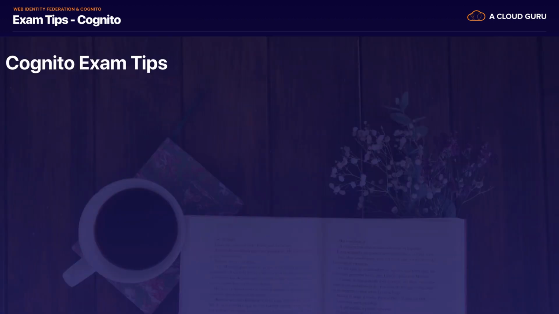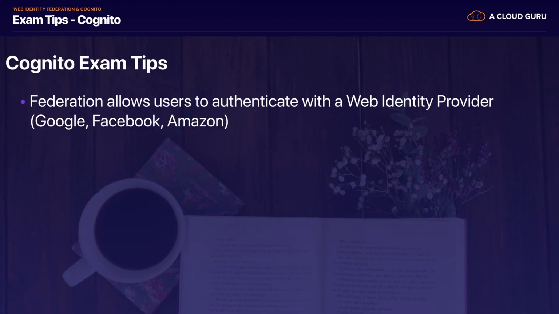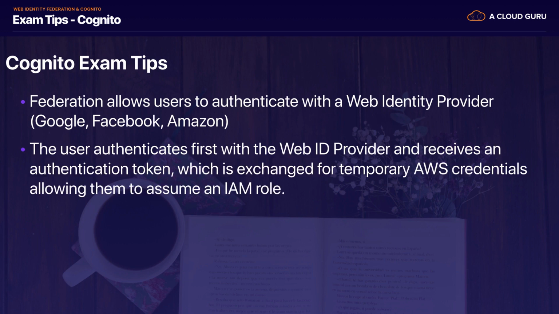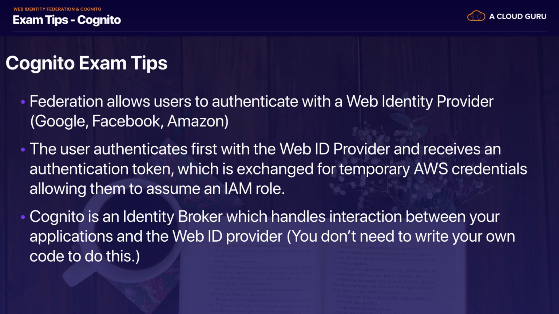So onto my exam tips. Just remember what Cognito is. Federation allows users to authenticate with a web identity provider such as Google, Facebook, or Amazon. The user authenticates first with the web ID provider and then receives an authentication token. This is exchanged for temporary AWS credentials, allowing them to assume an IAM role. And Cognito is an identity broker which handles the interaction between your application and the web ID provider, and you don't need to go ahead and write your own code.